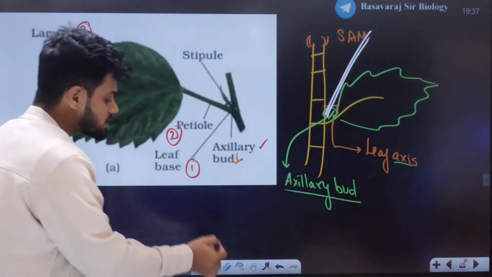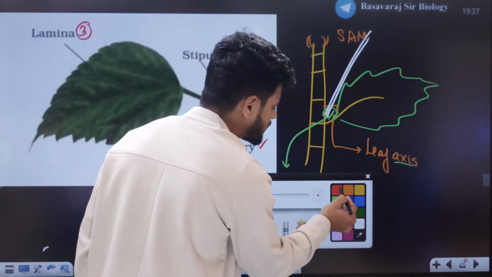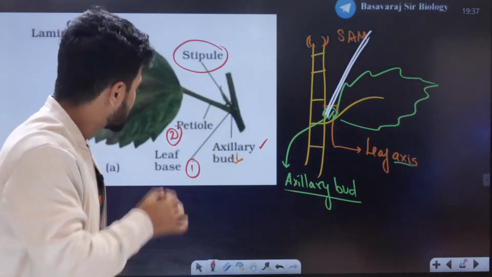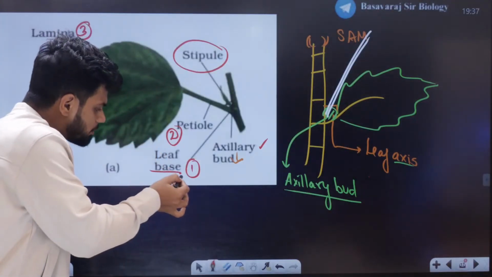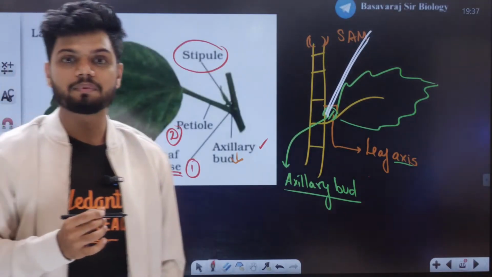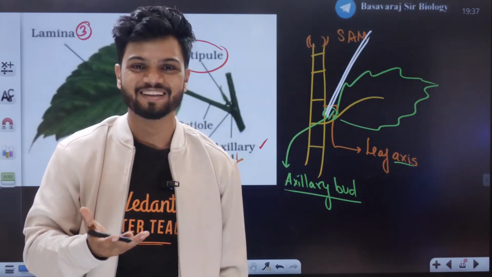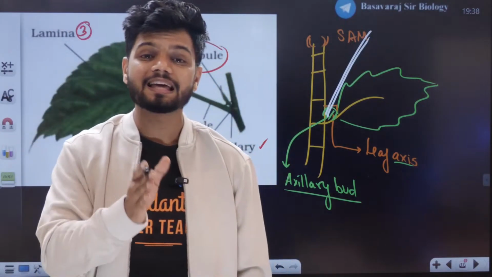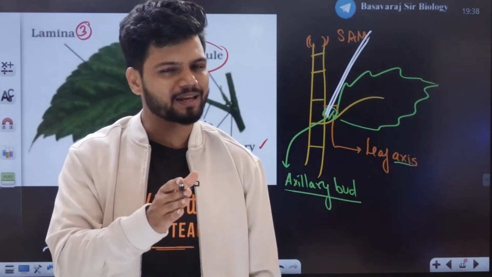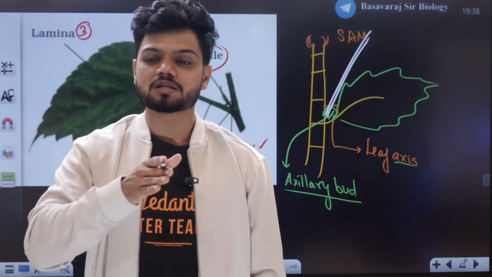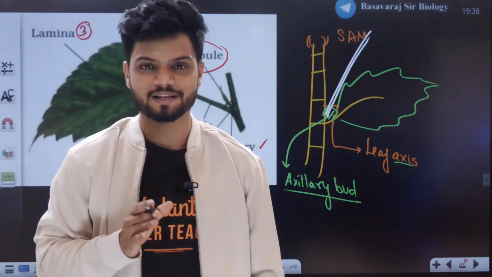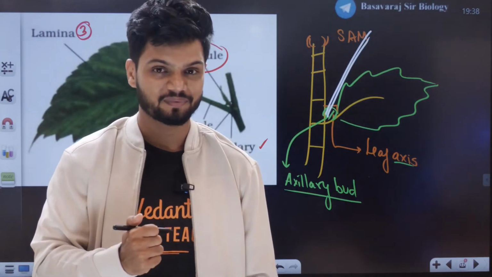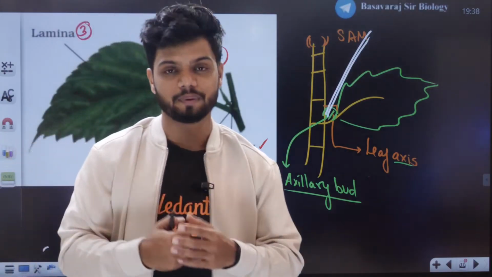Okay. Now, what is stipule? Stipule is a leaf-like structure, a folding of the young leaf, which helps in protection. Now, the next thing is leaf base. Very important. Leaf base can be swollen, and such a leaf base is found in leguminous plants. Can anyone tell me what the swollen leaf base is called? Swollen leaf base is called pulvinus leaf base.